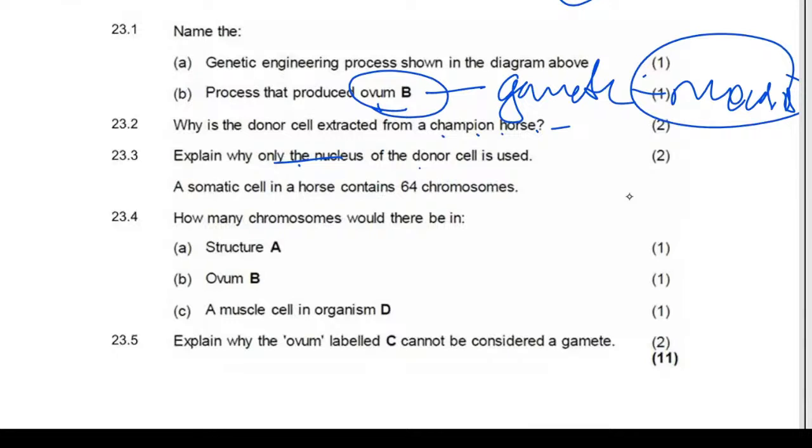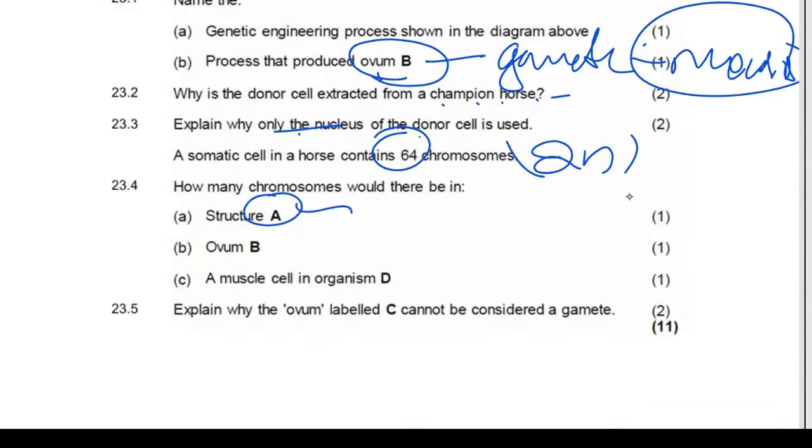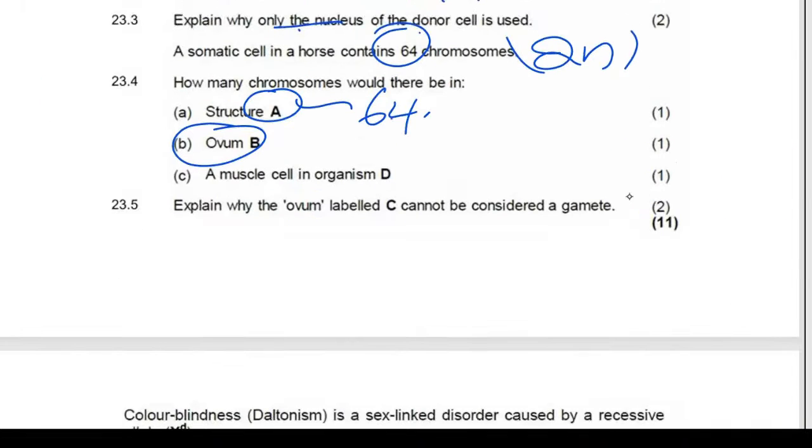Then lastly, a somatic cell in the horse contains 64 chromosomes. Now, remember, a somatic cell is diploid. How many chromosomes will there be in structure A? We go back and look for structure A. Structure A still is diploid, you see? So the number here is going to be 64 because it is also diploid. Ovum B, ovum is always haploid. Even if I don't go there to check, it's going to be half the number of this, because this is diploid and this one is haploid, meaning it's going to be 32.